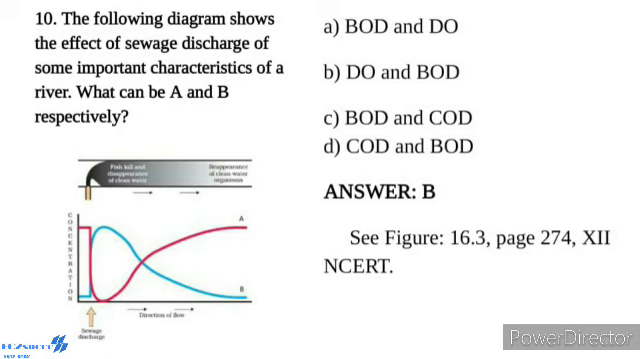Microorganisms involved in biodegradation of organic matter in the receiving water body consume a lot of oxygen, and as a result there is a sharp decline in dissolved oxygen downstream from the point of sewage discharge. This causes mortality of fish and other aquatic creatures. So the correct answer is option B, dissolved oxygen and biochemical oxygen demand. So in the diagram, A is dissolved oxygen, B is biochemical oxygen demand.